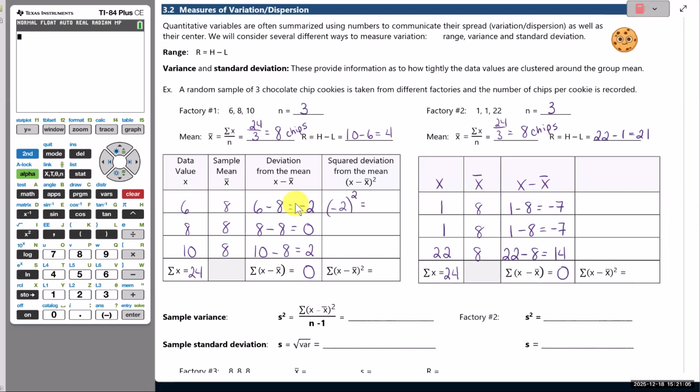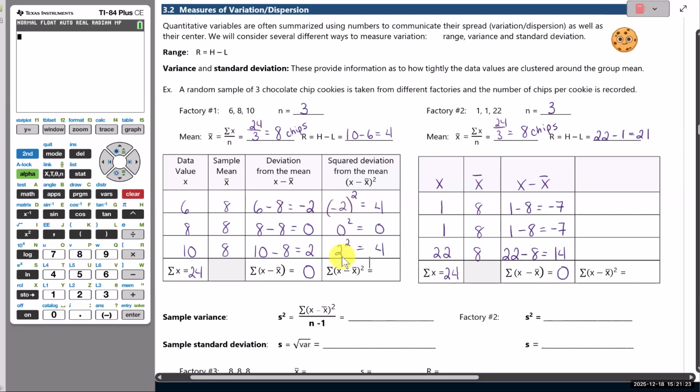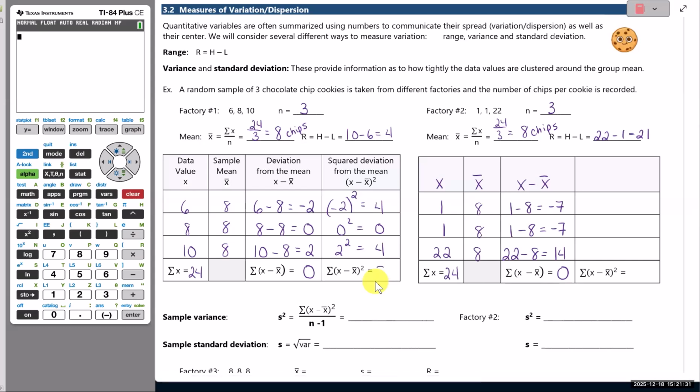By doing that, a negative times a negative is a positive. So squaring a negative will be positive, and 2 times 2 would be 4. All right, and then 0 squared, of course, is 0. And +2 squared, 2 times 2 is 4. So by squaring, we got rid of the negative. So when we add that column, we're not going to get 0 anymore. We're going to get 4 plus 4 is 8.